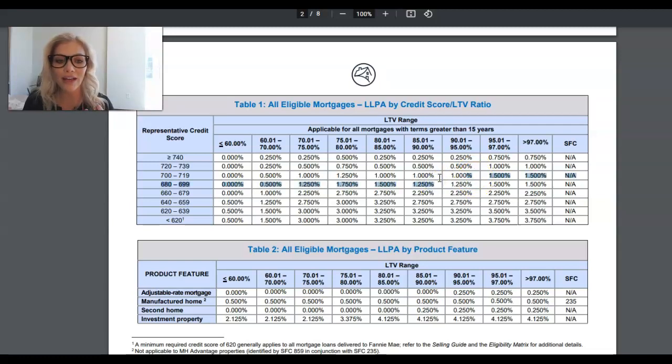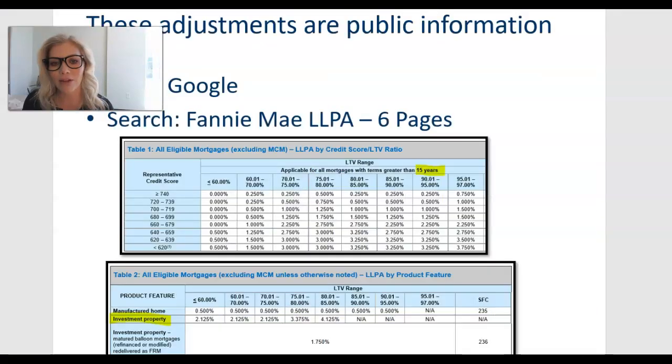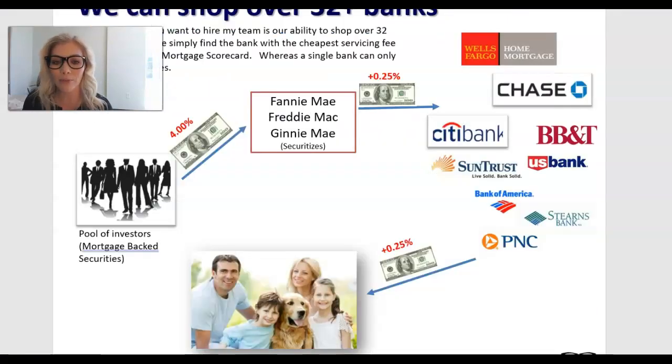These are all things that are already public information that you can Google and see. What if you're buying this as a second home or an investment property? Or what if you're refinancing? You can go to Google and find all of this directly on the LLPA chart. But the question becomes, how do mortgage lenders make their interest rate, or make their profit?